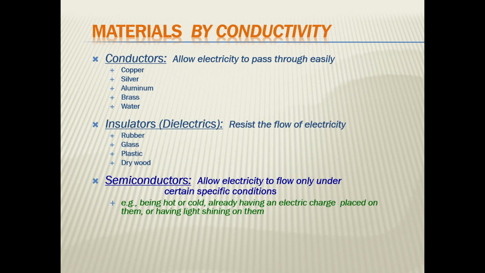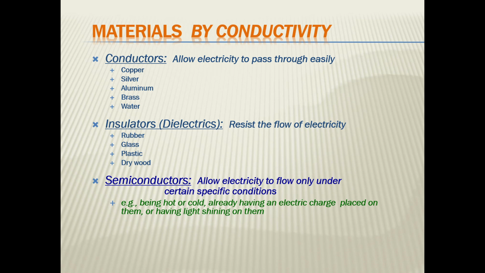All right, conductivity. So conductors, as we said, allow electricity to pass easily because of loosely bound electrons, and good examples of that are things like copper, silver, aluminum, brass. Notice they're all metals. Water is also a great conductor of electricity. Gold is a good conductor of electricity.